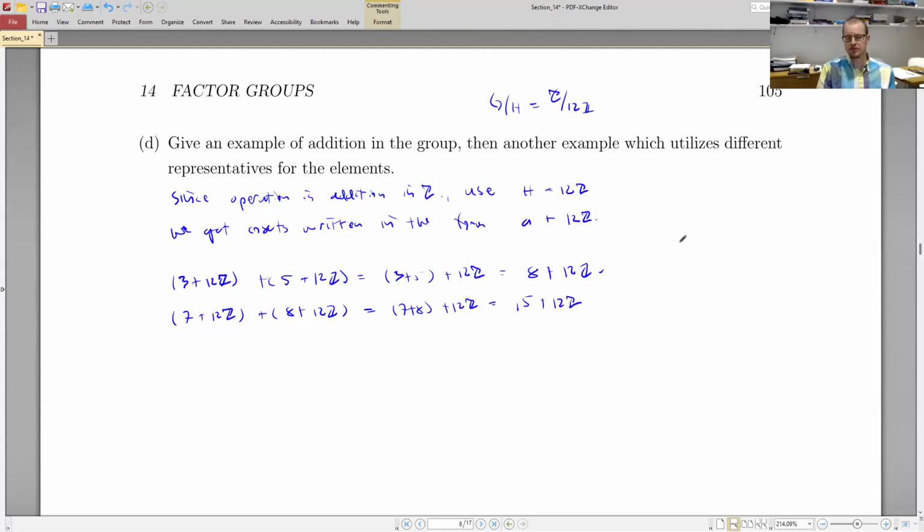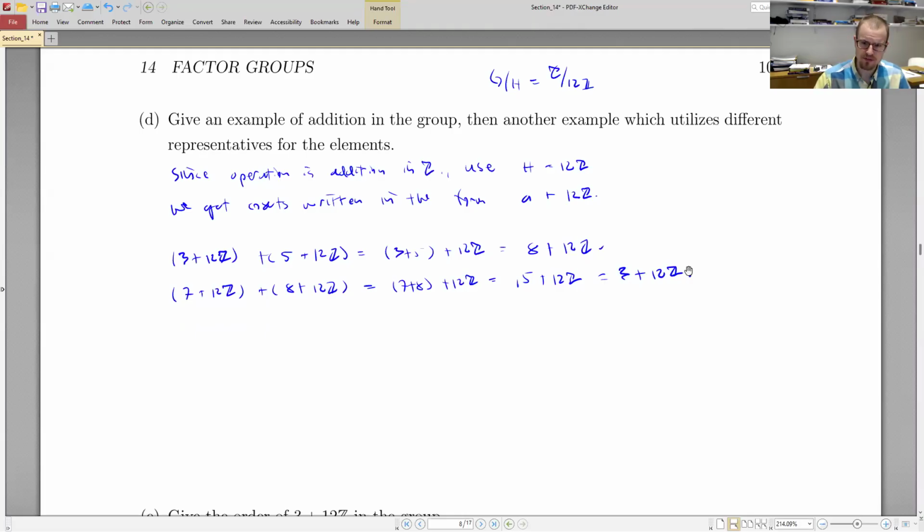Because 15 doesn't lie between 0 and 11 inclusive. So I would say, all right, well, 15 mod 12 is 3. So this is 3 plus 12z. I can add or subtract any multiple of 12 to this, and I end up with the same equivalence class. They have the same remainder. So pretty straightforward there. Very convenient.